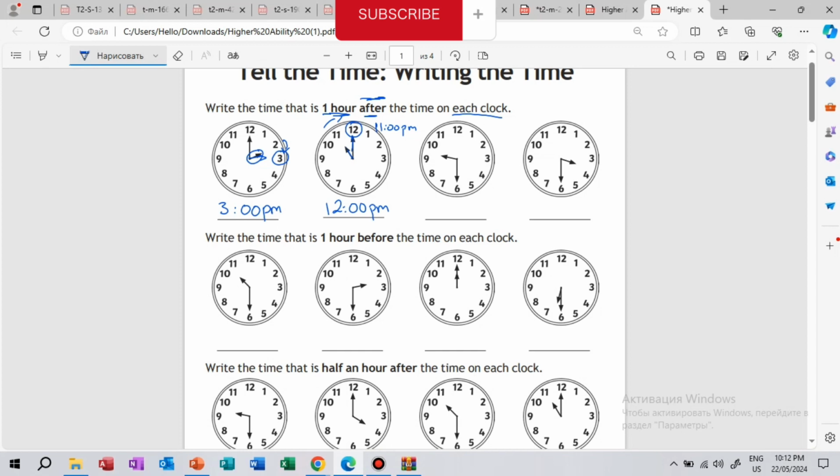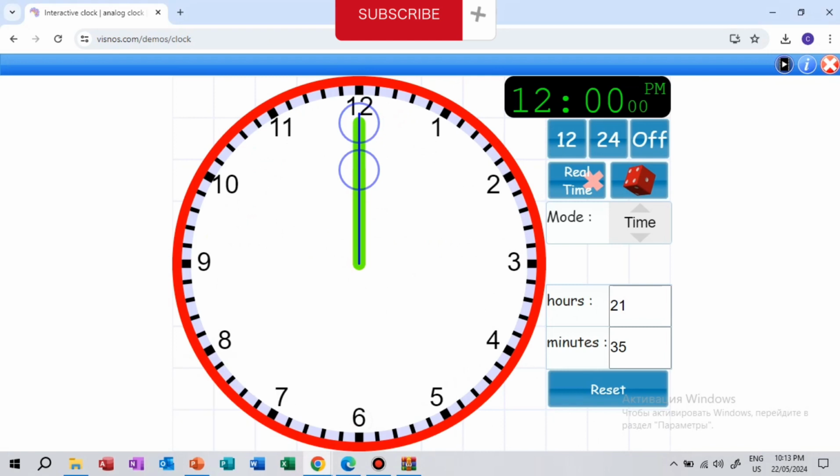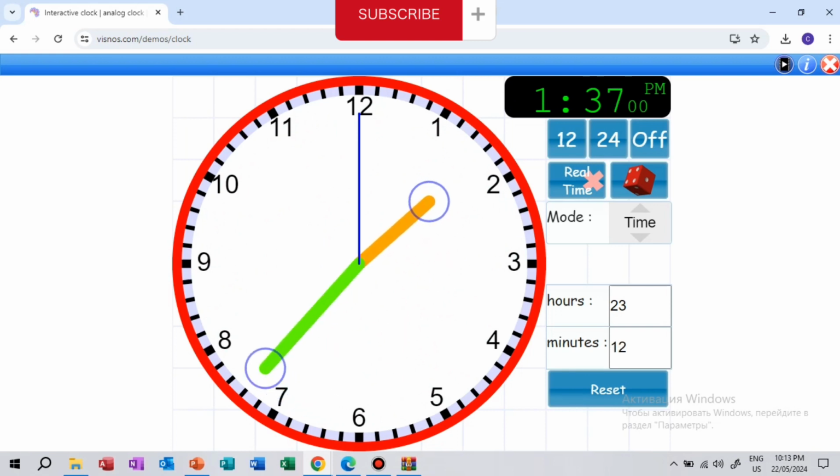Okay? The next one. So this is interesting. We have the short one. Where is it pointing at? It doesn't point anywhere, right? It doesn't point at the 9, and it's not pointing at the 10. So how do we know which number is it pointing at? Let's get a simulation really quickly. Now, let's look at this. So first of all, the long one is for the minutes, as you can see. And then the shorter one is for the hours.